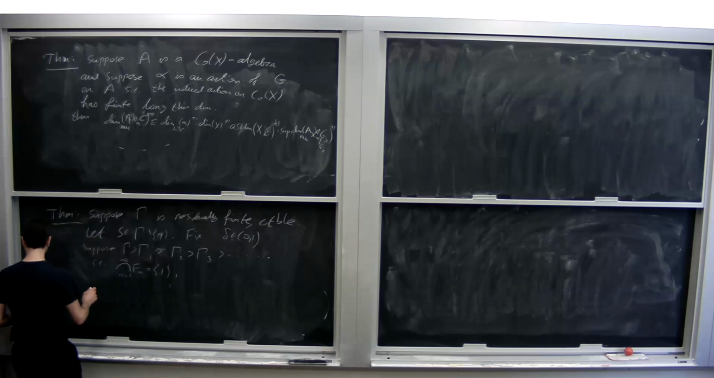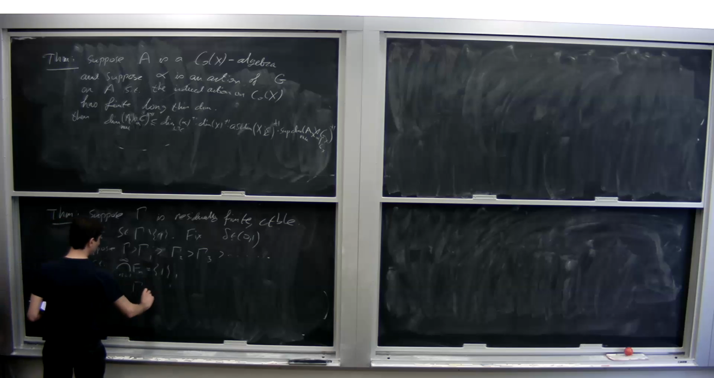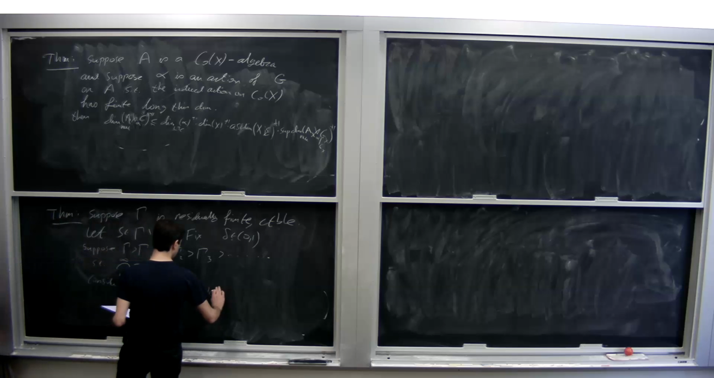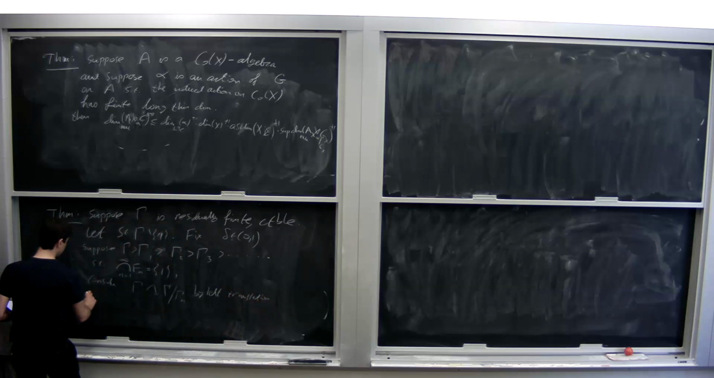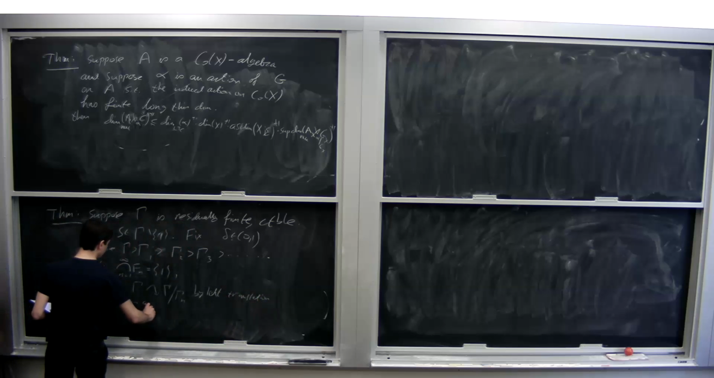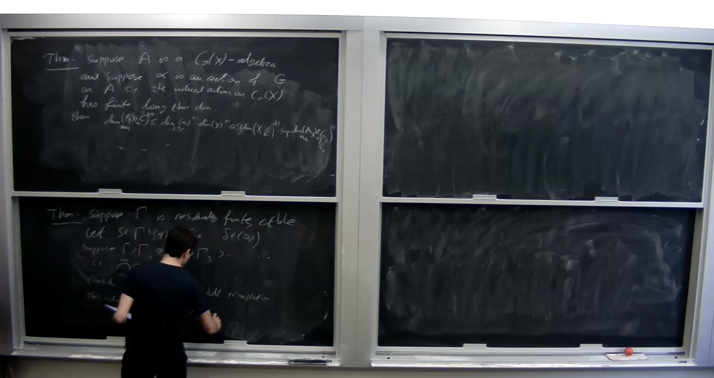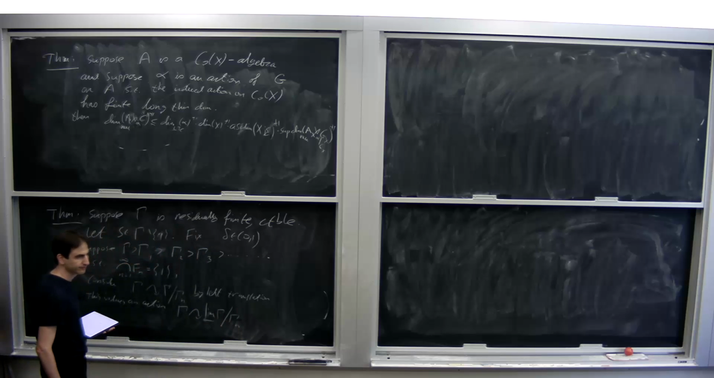And consider gamma acting on gamma mod gamma n by left translation. It induces an action of gamma on the inverse limit. That's what's called a profinite action.